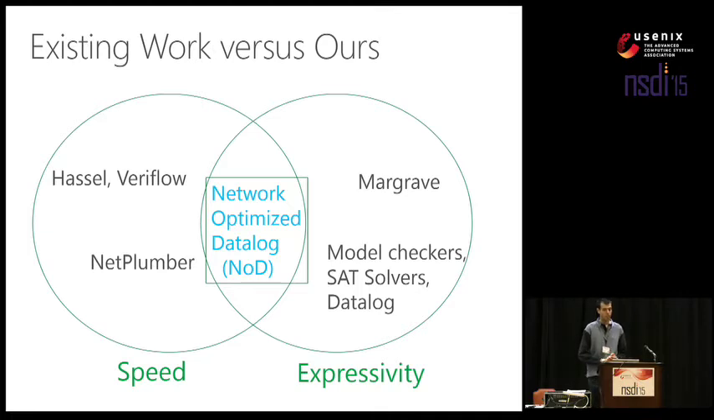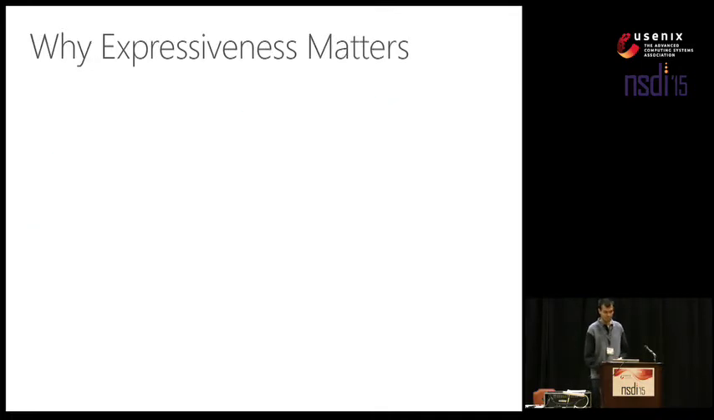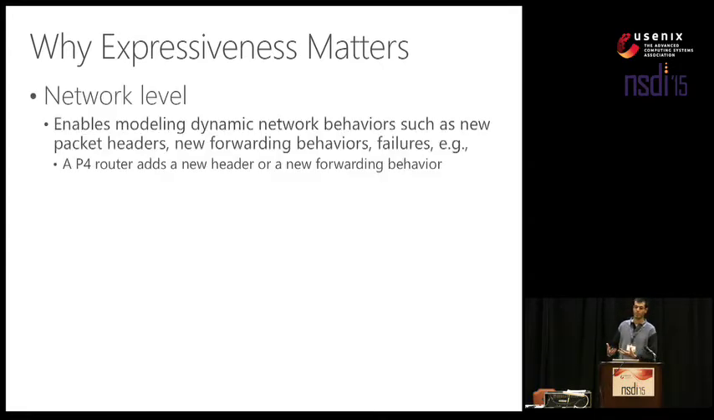Okay, but why do we care about expressiveness? First, at the network level, it enables us to model these dynamic behaviors. So we can model new packet headers or new forwarding behaviors without changing the tool. Previous network verification tools are usually tied to a particular forwarding behavior, and if you want to add, say, a new packet header, you need to change the tool's internals.